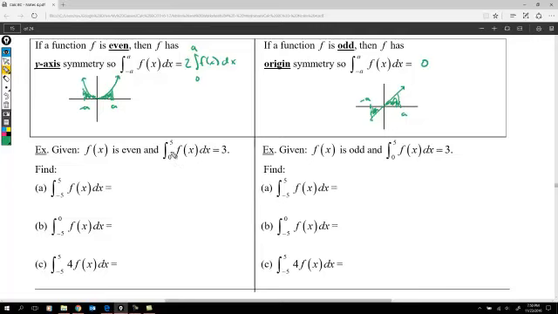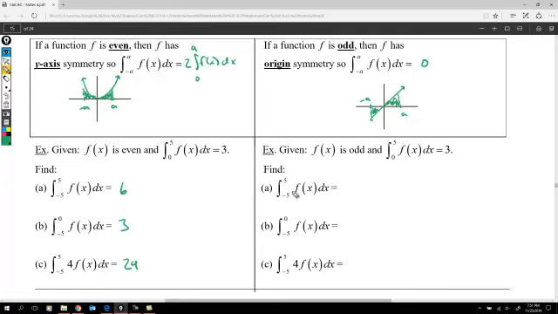The integral from negative 5 to 0 is going to be the exact same as the integral from 0 to 5. So that's also going to be 3. Now the integral from negative 5 to 5, but times 4, so we already found what that is at 6, so it's just going to be 24.